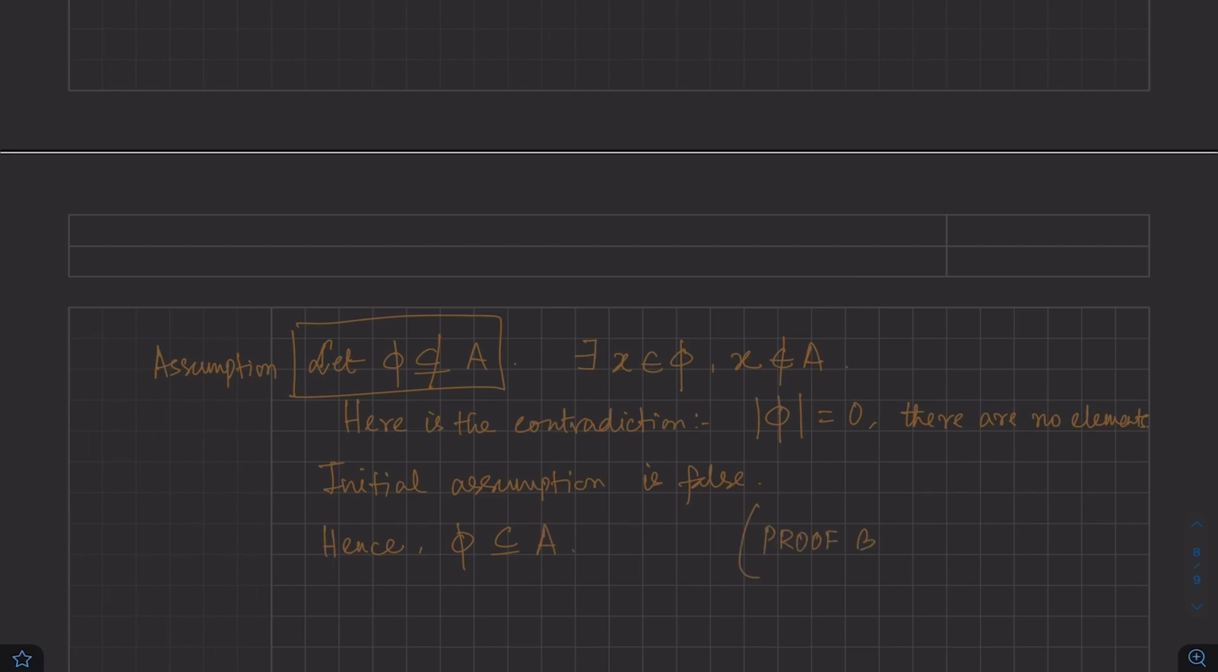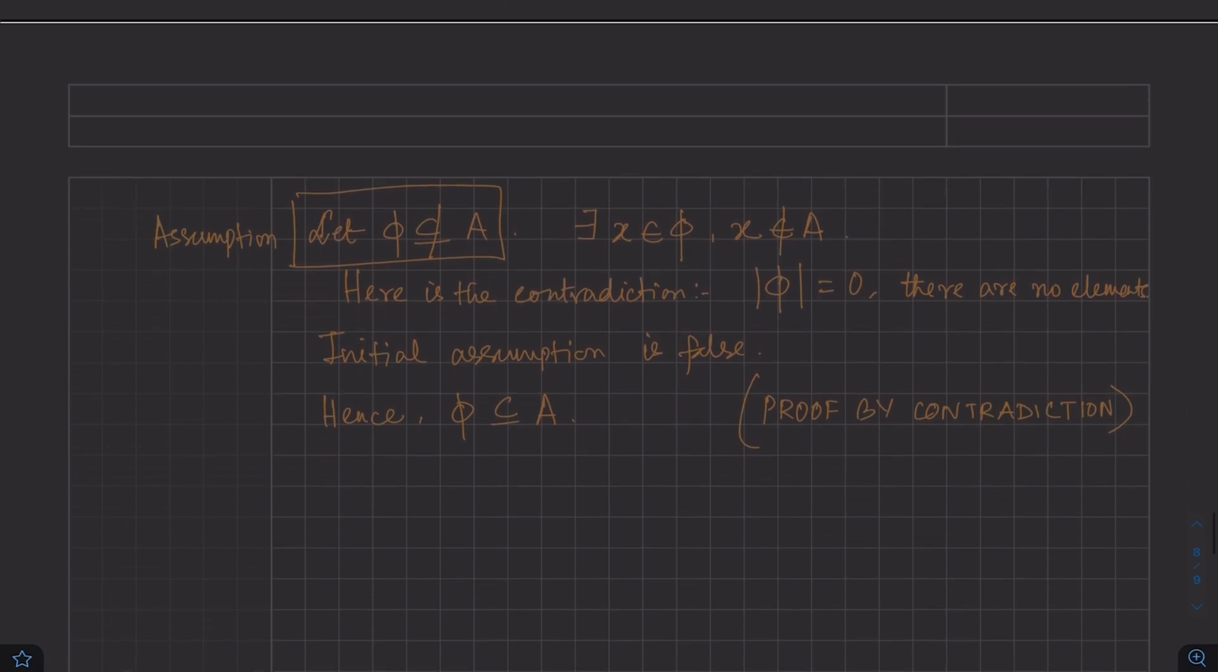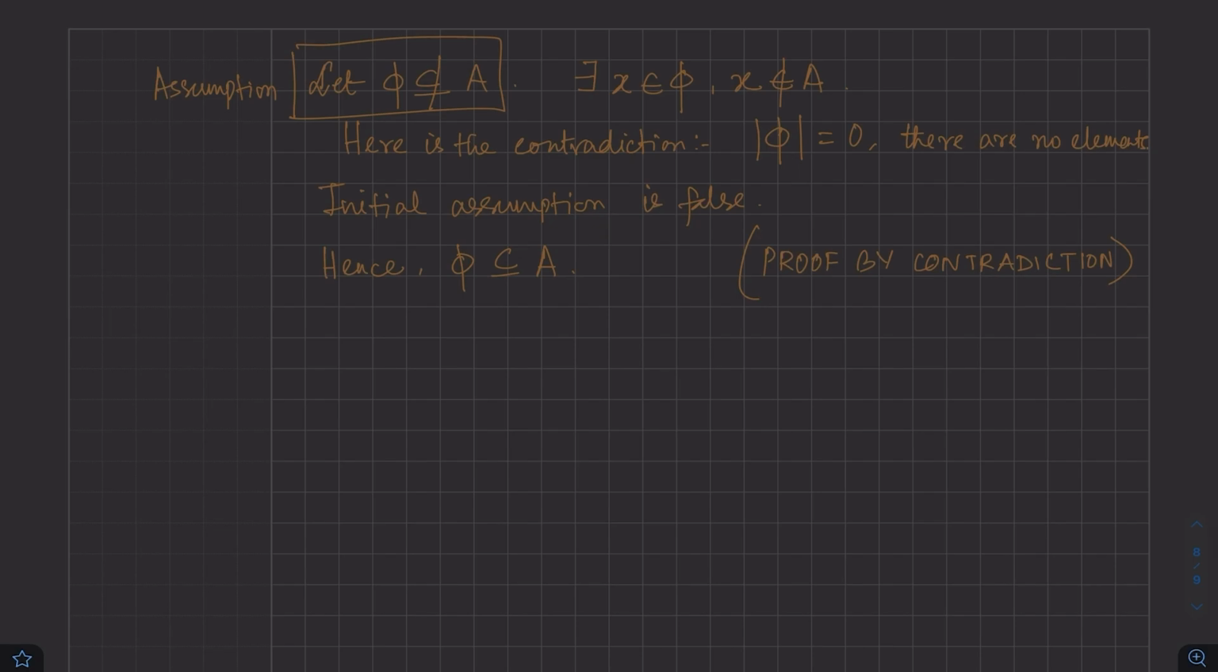This technique is known as proof by contradiction. We will be looking at these types of techniques of proving a mathematical statement in further detail, but that's for another day. Let's focus specifically on subsets. Why am I focusing so much on subsets? Because sets form the building blocks of advanced math.